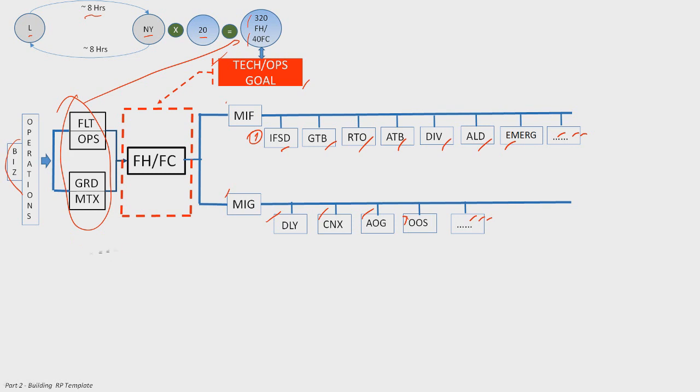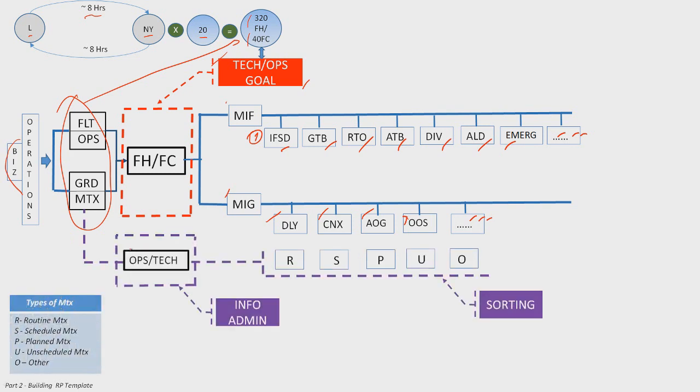This is from the flight operation side. Now, what about the maintenance side? From the maintenance side, we need to answer questions. Why are we removing this part? What kind of maintenance are we doing? Why are we doing this maintenance? What types of maintenance are we doing? And here is a small list of types of maintenance. So we have routine maintenance, scheduled maintenance, planned, unscheduled, and other types.